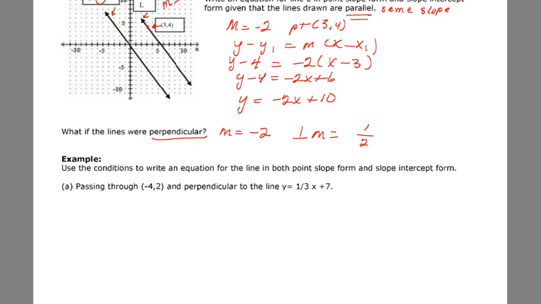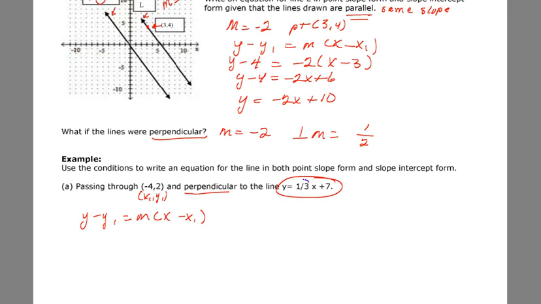So let's look at this one. We have some conditions to write an equation for the line in both point-slope form and slope-intercept form. Well, we have our point. We have an x1, y1. So I can get started with y minus y1 equals m times x minus x1, but I'm missing a piece. I'm missing the slope. So here's what they tell me. They tell me the line I want is perpendicular to this line.